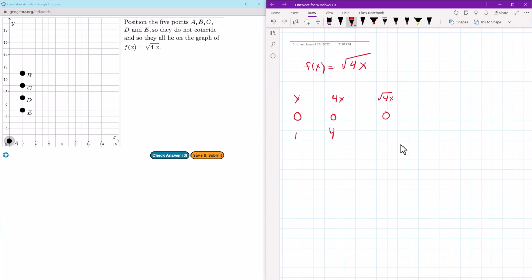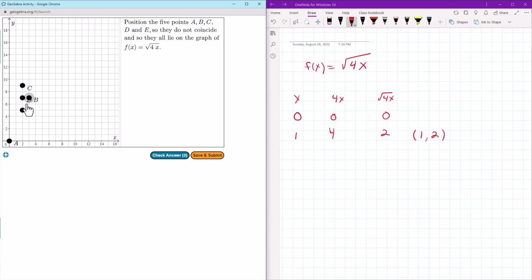And the square root of that is going to be 2. So then our next point is going to be the point 1, 2. There we go. All right, now we can't use 2, because 4 times x is 8 and the square root of that is not an integer. But what we can do is use x equals 4.